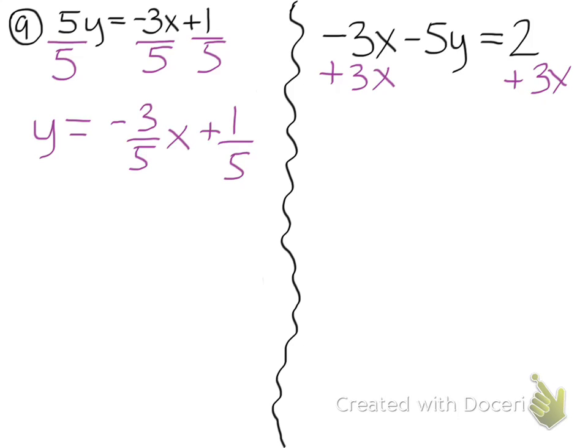Can you combine 2 plus 3x? No, you cannot. They are going to stay separate. So this is going to cancel, and we're going to have -5y is equal to, we're going to write our x first and then our number after it, so it looks like y equals mx plus b. So we have 3x and then plus 2, because that 2 was positive up at the top.